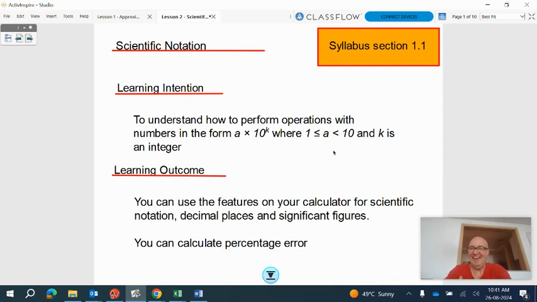Hello, welcome. Today we're going to look at scientific notation. It's now also called standard form. You won't see either of those two words used in an IB exam.